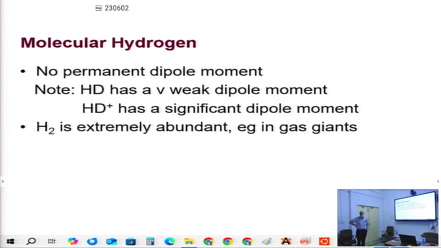HD+ has a significant dipole moment, but HD+ is a real transient species because every time it collides with hydrogen, you get H2D+ and it disappears. I think it has been seen astronomically, but it's not a big molecule. However, H2+ is extremely common. If you think of Jupiter, it's basically a big ball of hydrogen. So is Uranus, so is Neptune.